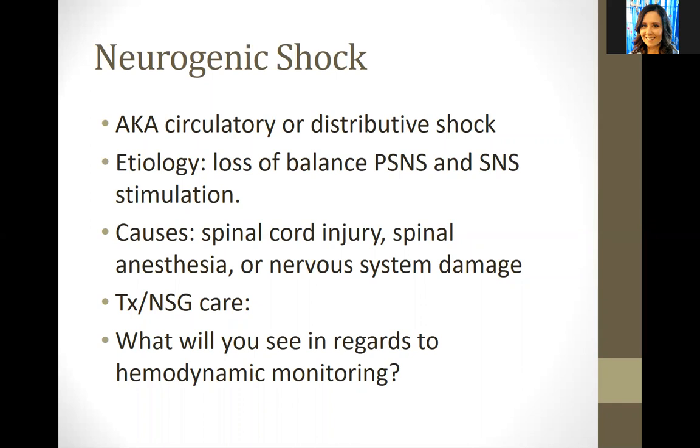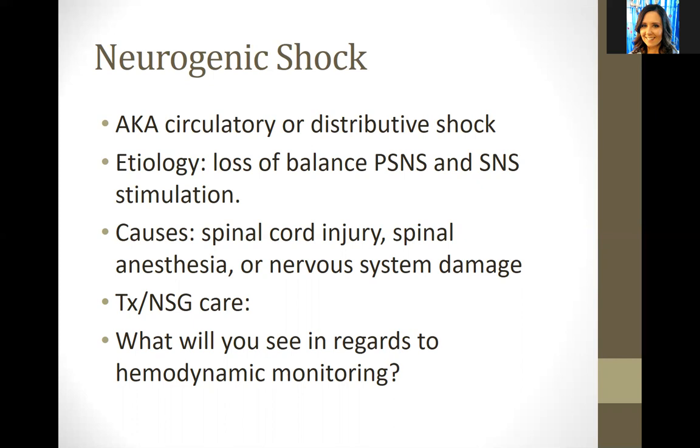So here we have the maldistribution of volume. It's not that we've lost the volume, it's just that our vessels are vasodilated and our heart rate's low, so all that volume is in our periphery. So we have decreased venous return. It's not coming back to the heart. If it's not coming back to the heart, then our cardiac output is going to be decreased. If we don't have good cardiac output, then our tissue perfusion is going to be decreased. And this is what throws us into shock.